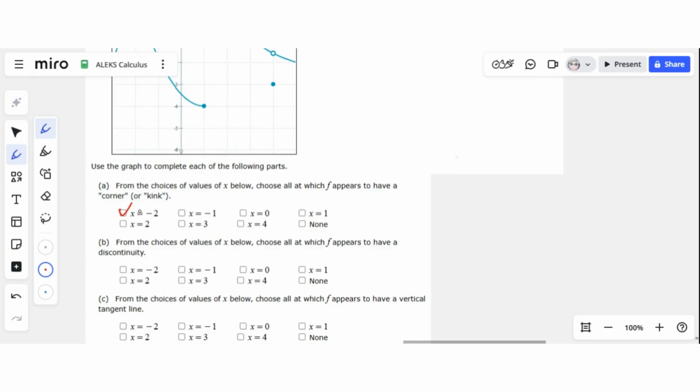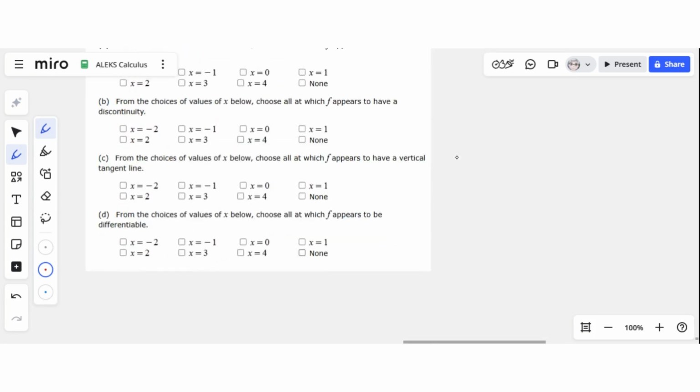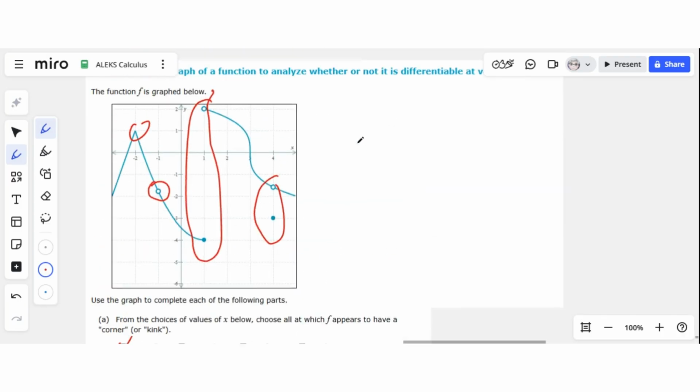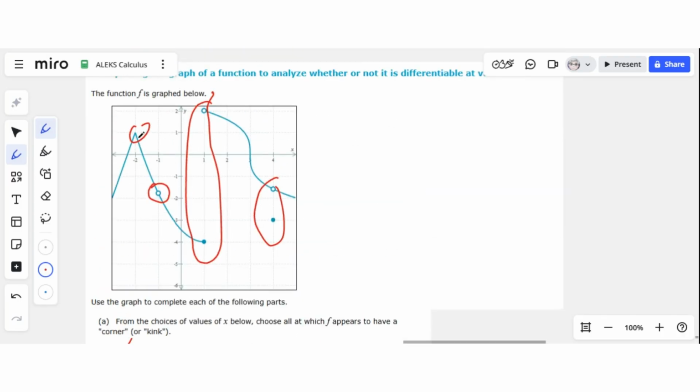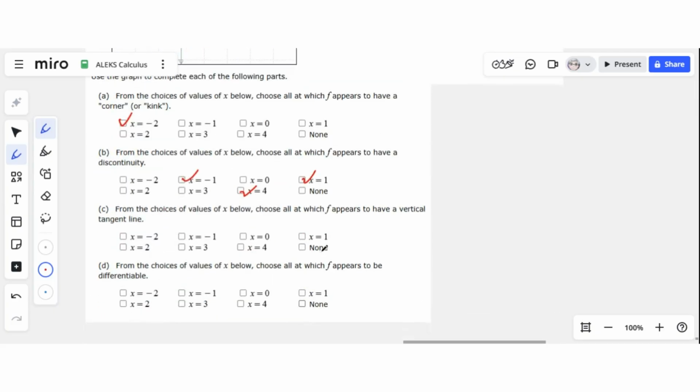And from the choices of the values listed below, choose all at which f appears to have a discontinuity. So I think there are discontinuities here because there's a hole in the graph, here, as well as here because we have to jump down. So that is -1, 1, and 4. And that kink is not actually a discontinuity because you could draw that without lifting up your pencil. And that's kind of the way to think about continuity. So it's continuous there, but it's not differentiable.